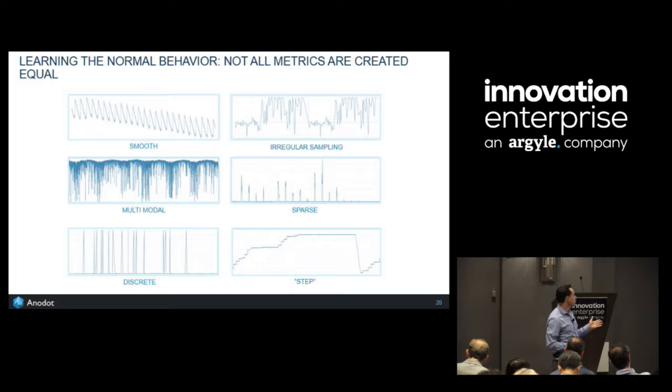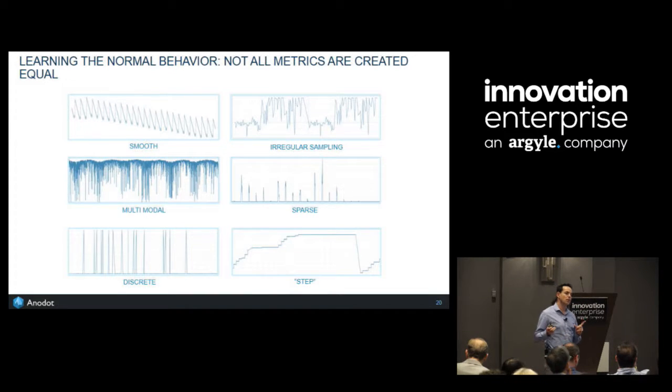Second part, learning the normal behavior. Not all metrics are created equal. This is talking about the fact that signals have different behaviors. You will have smooth behavior, like we see here, that is very seasonal and very clear. On the other hand, you will have irregular sampling, like we see here, multimodal, sparse, discrete, step.